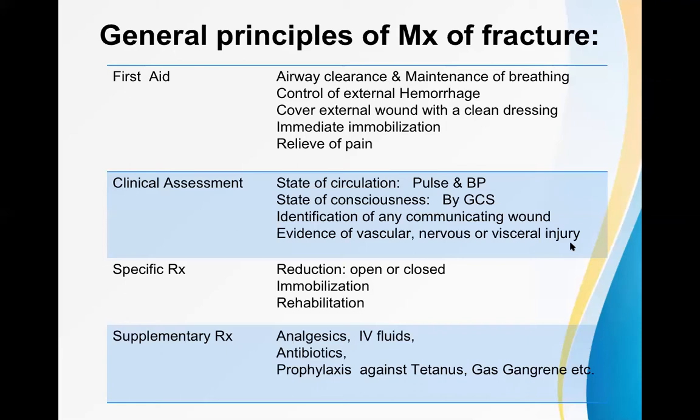Now, visceral injury is injury to the internal organs. In the limb it is not very important, but in the body it is important. Like in rib fracture, injury to the lung; in sternal fracture, injury to the pericardium, or even to the heart. This is a very important point.